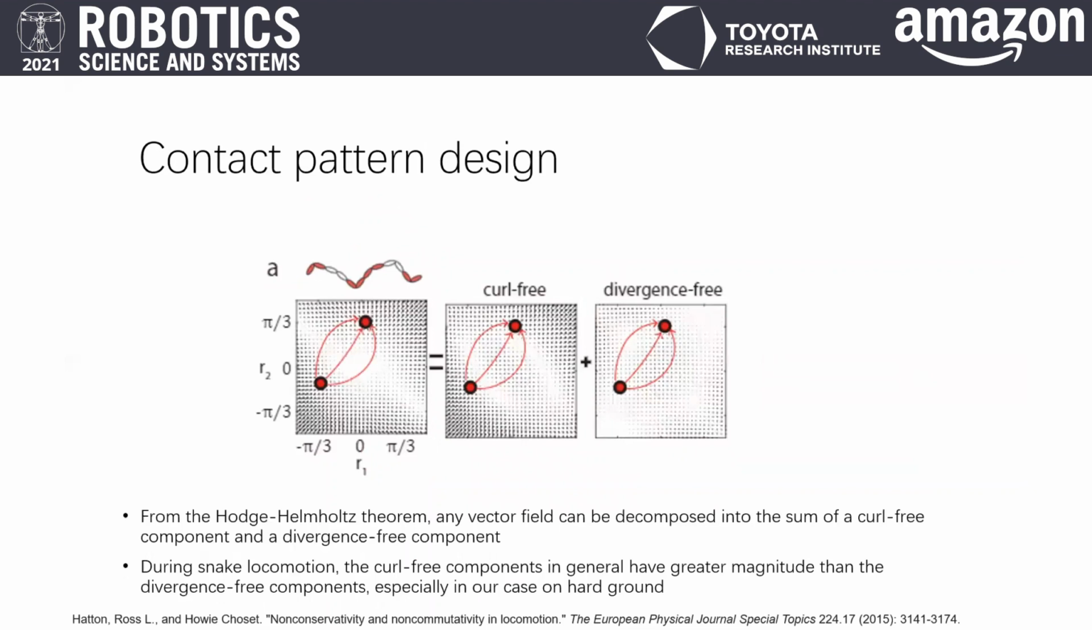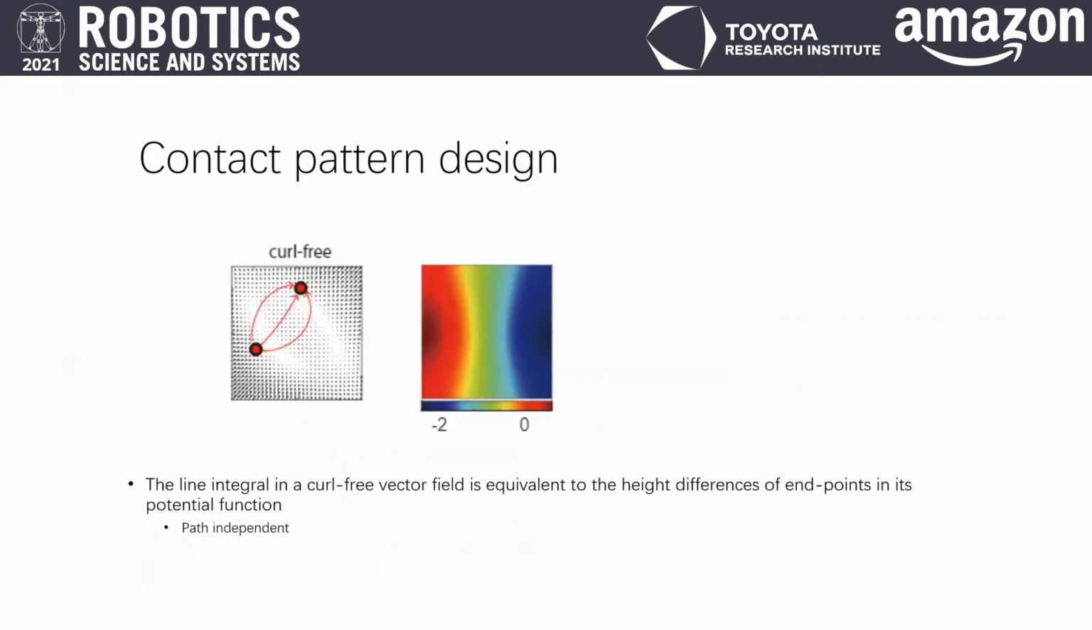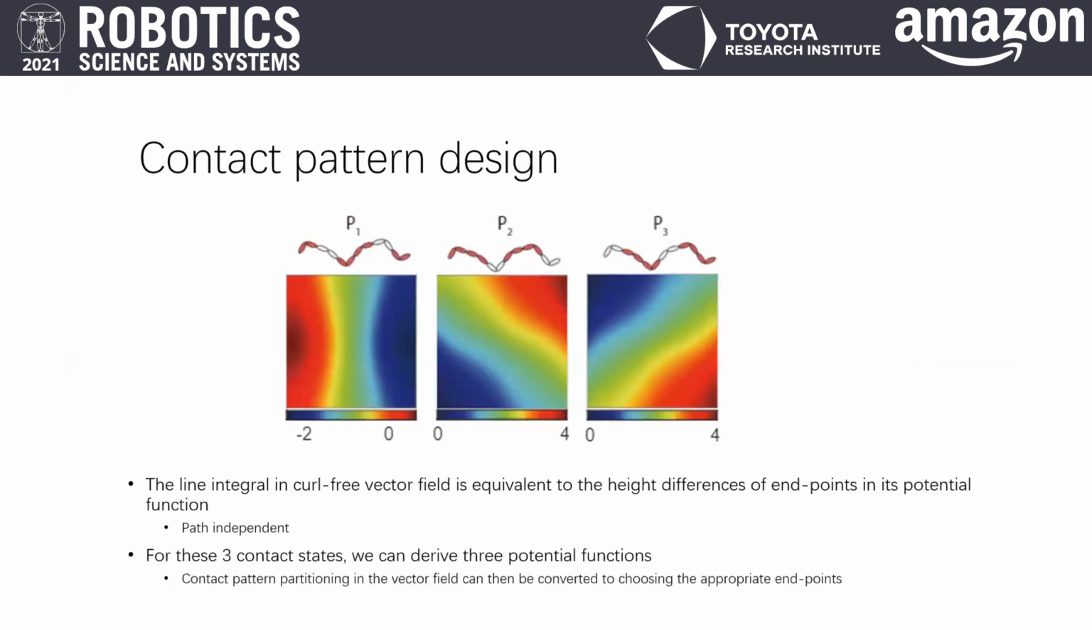From the Hodge-Helmholtz decomposition, any vector field can be decomposed into the sum of a curl-free component and a divergence-free component. During snake locomotion, the curl-free component generally has greater magnitude than the divergence-free component, especially in our case on hard ground. The line integral in a curl-free vector field is equivalent to the height difference between the endpoints in their potential functions, and it is path independent.